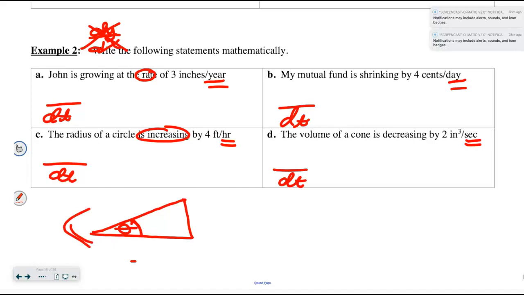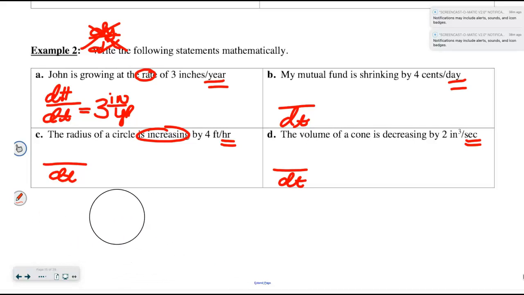So on the top, use something that makes sense to you. For John growing, maybe dh dt for height, or dj dt so you know it's John. When things are growing or increasing, we use positive numbers. So that's the first task, is really easy. We're just going to be getting out of dy dx, and I wish this would erase. Maybe it will with my hand. Oh, there we go. Out of dy dx and contextually.